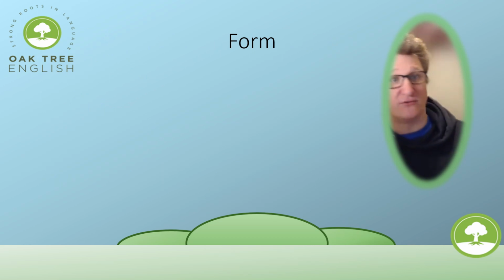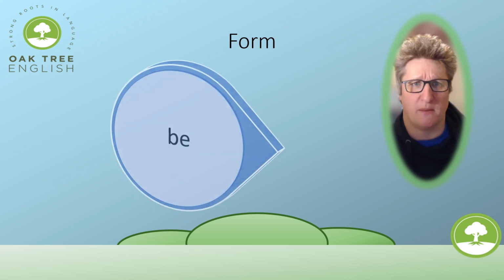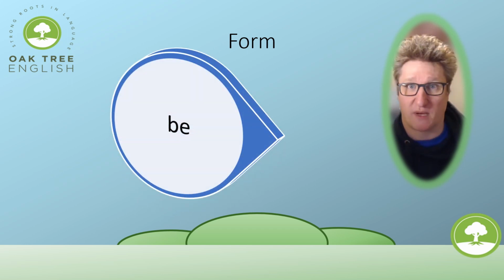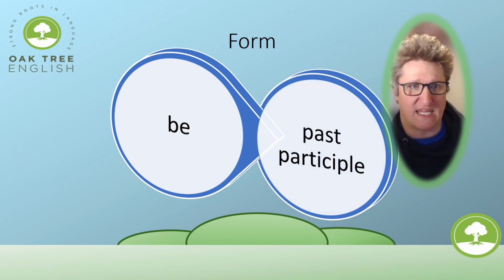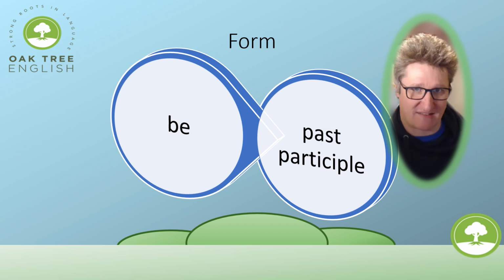So the passive voice, how is it formed? The passive voice is formed with the auxiliary verb be followed by the past participle. Be is conjugated as normal. I am, you are, he is, etc.